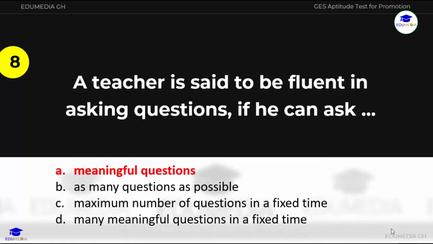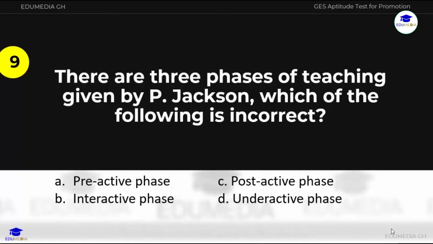Question number 9. There are 3 phases of teaching given by P. Jackson. Which of the following is incorrect? A. Preactive phase, B. Interactive phase, C. Post-active phase, and D. Interactive phase. The correct answer here is D.